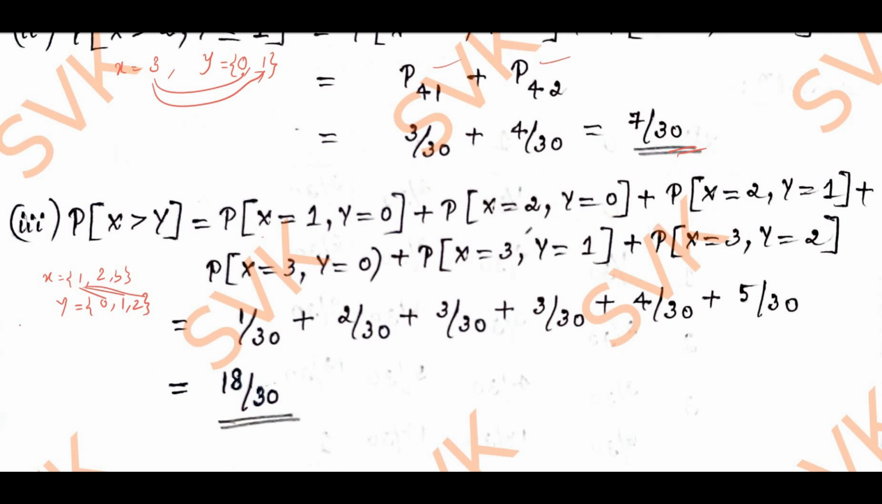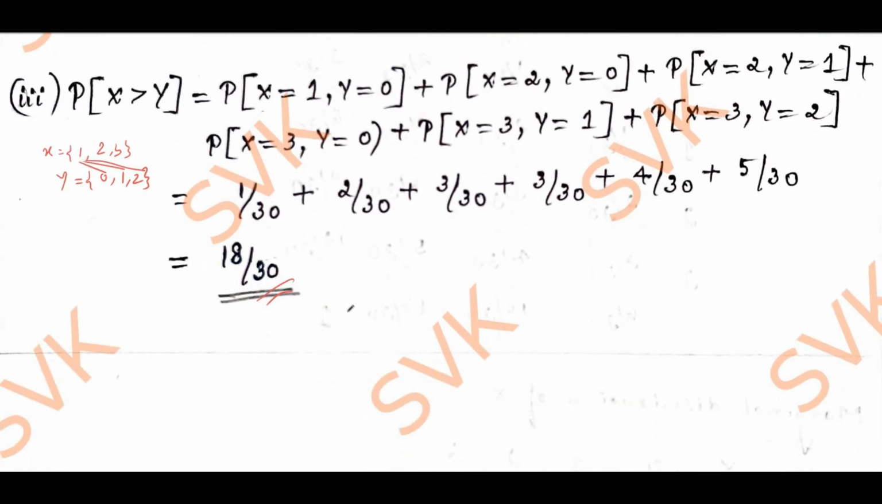So as we have done with all the things, we will go with the addition of all the values. So I am going to get the answer as 18 by 30. This is how we need to solve the problem of joint probability distribution with discrete probability.